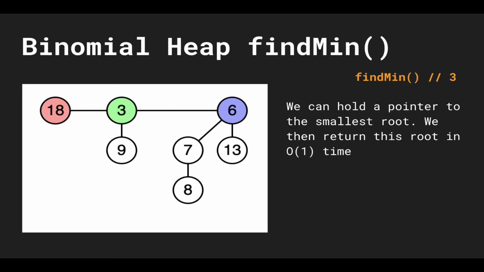So here find min, we'll just store a pointer to 3 and then return that. When we extract the minimum node from the forest, we can find the min again in log n time, and since dequeue is log n, that does not change the runtime of the entire operation of dequeue.